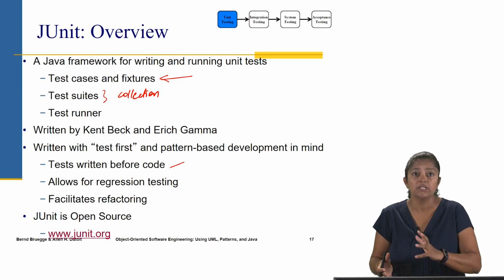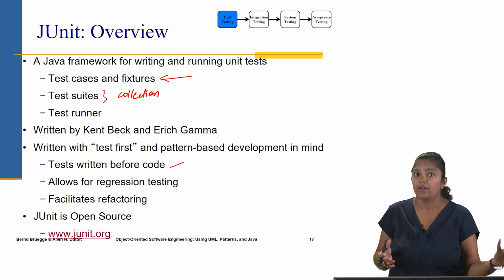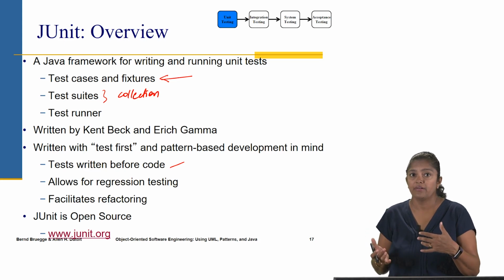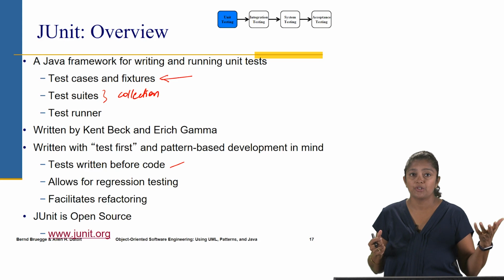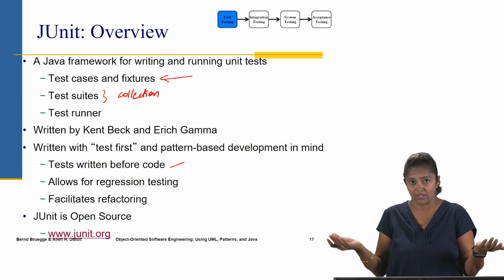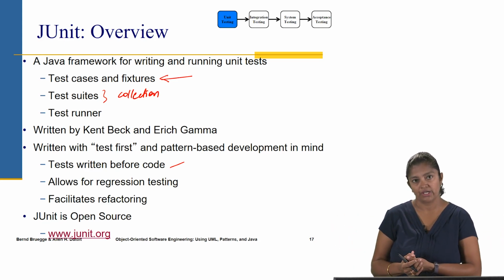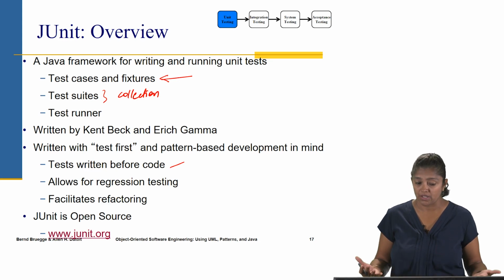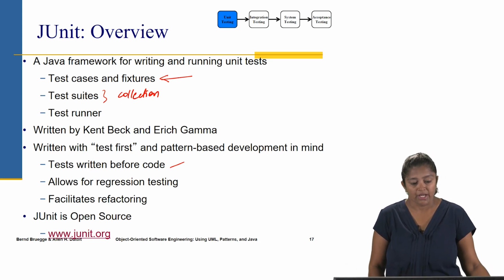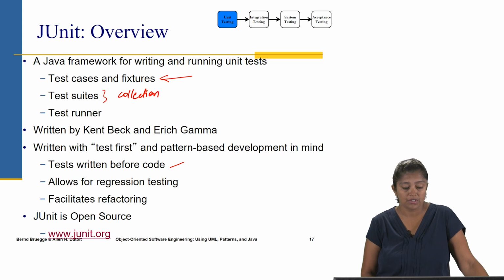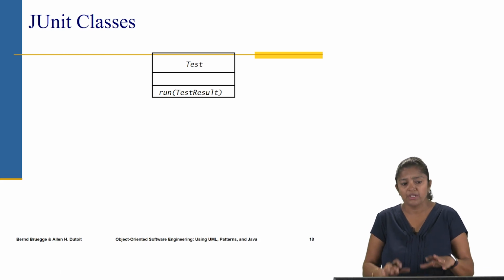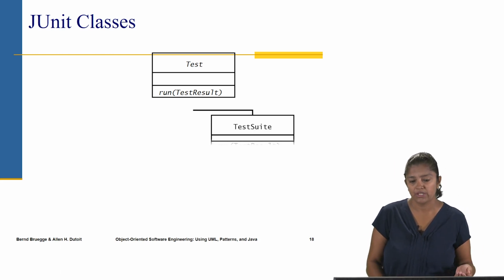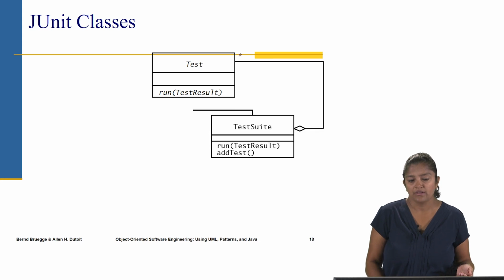Whenever refactoring is done, if all of our tests are already there, then you refactor and then just run your automated test suite. That way we can be sure that the software is still working after the refactoring as well. So it's a very helpful tool, and JUnit is open source, so it's available at junit.org, and the current version is JUnit 5. So the Java framework for JUnit basically provides these standard classes.